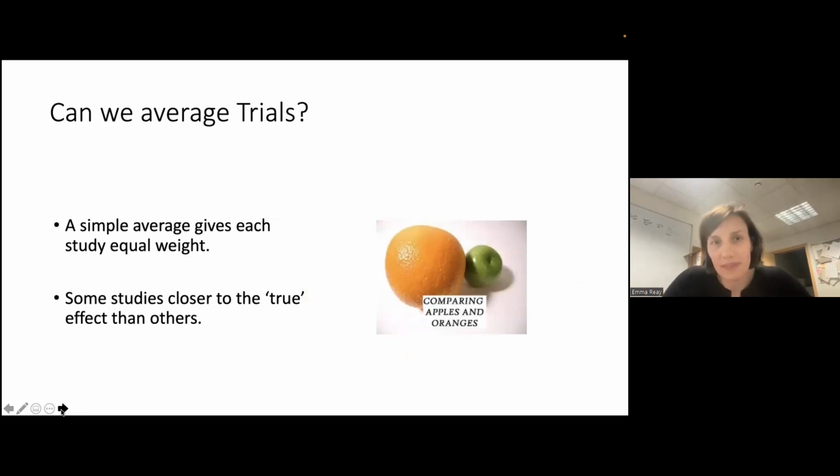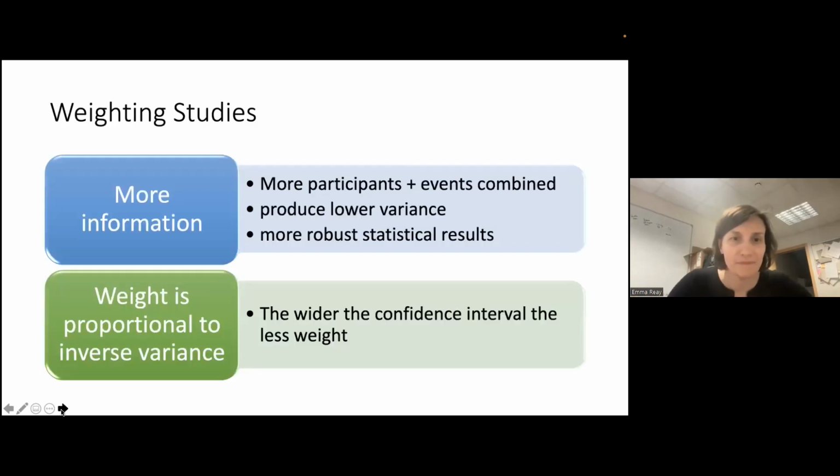Now, people will say, well, can you average trials? Can you just average the results? Well, unfortunately, you can't, because of the weighting problem. A simple average gives each study equal weight, but not every study is weighted the same. Some studies are actually closer to the true effect than others. Some may say that trying to average trials is a bit like comparing apples and oranges. To do that comparison, we have to perform meta-analysis, statistical conversion, essentially, to ensure that we're comparing oranges with oranges.